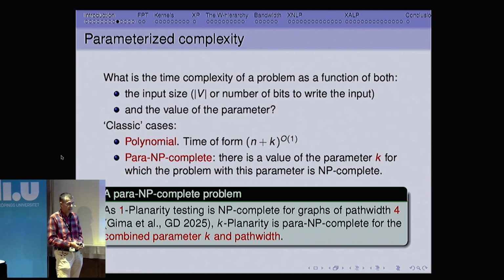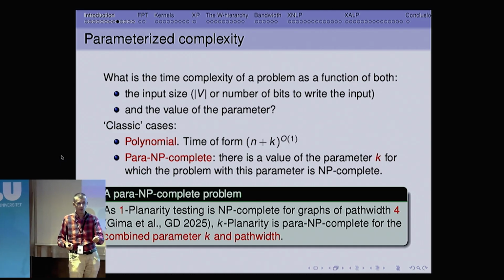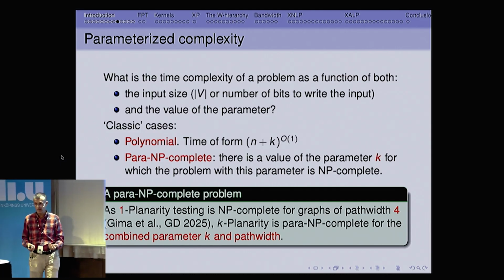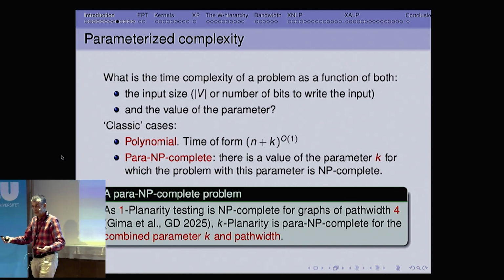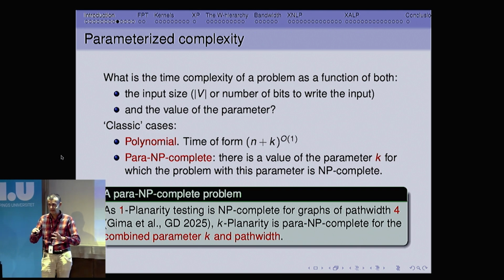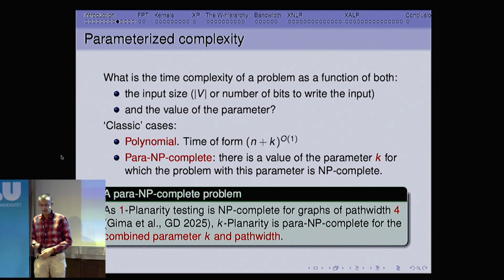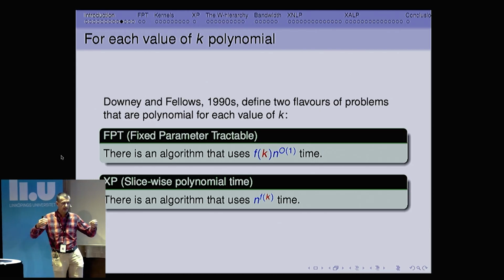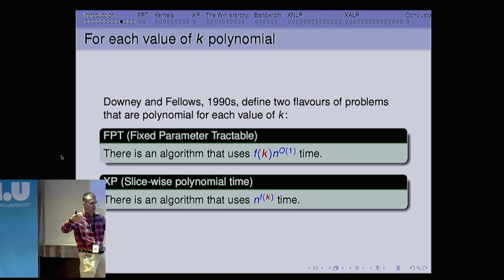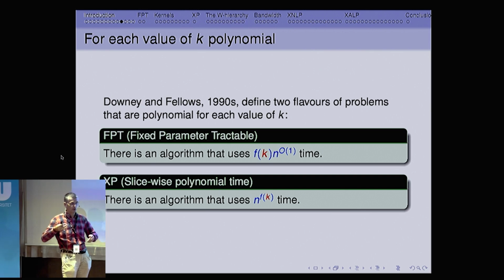The bad classic case is what people call para-NP-complete. That is that the problem is still NP-complete even for some fixed value of your parameter. For instance, this result we mentioned from Prima et al., which we saw at the first lecture of this conference, that k-planarity testing is NP-complete for graphs of path width 4. This means that k-planarity is para-NP-complete for this combined parameter. And we are very unhappy if that is the case, because your small parameters actually don't help. But then something nice happens when, if your parameter is fixed, for every fixed value of your parameter you have a polynomial time algorithm.